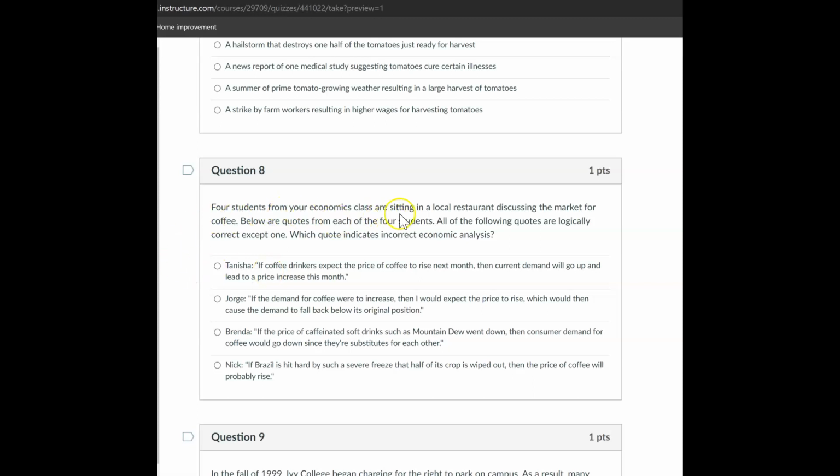4 students from your econ class are sitting in a local restaurant discussing the market for coffee. Now, that's critical. They're discussing the market for coffee. Below are quotes from each of the 4 students. All of the following quotes are logically correct except for one. So one of these is incorrect. So the key here is to focus on that. Think about the market for coffee, and one of these is not going to be consistent with the statement and the market for coffee.